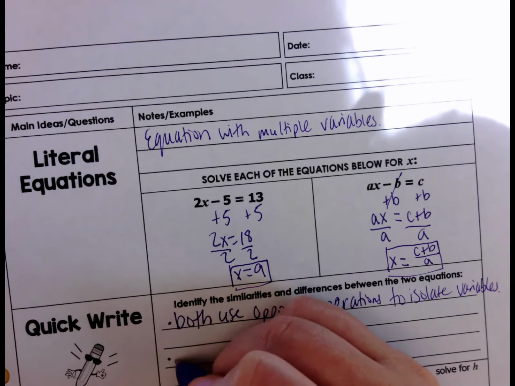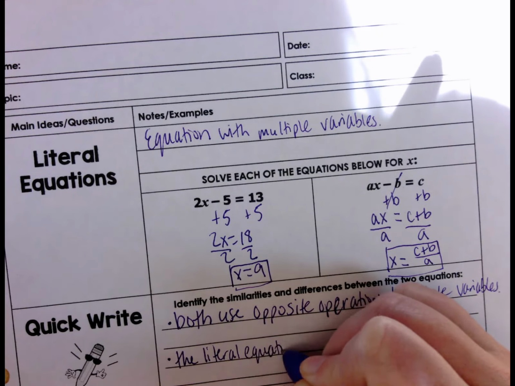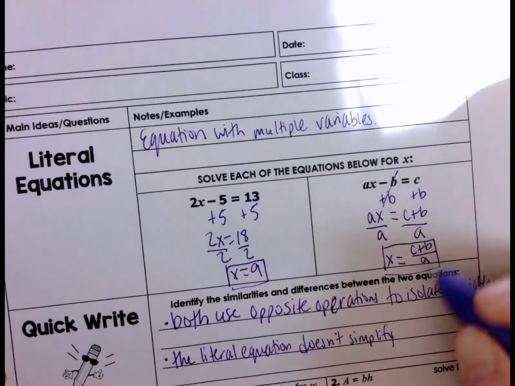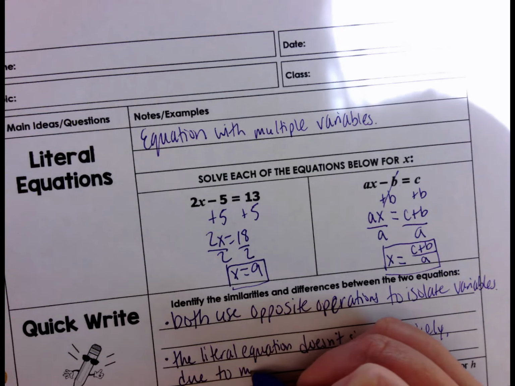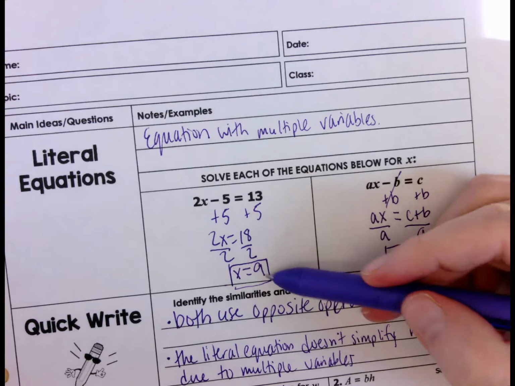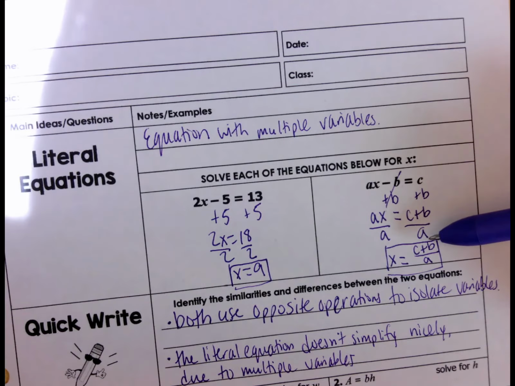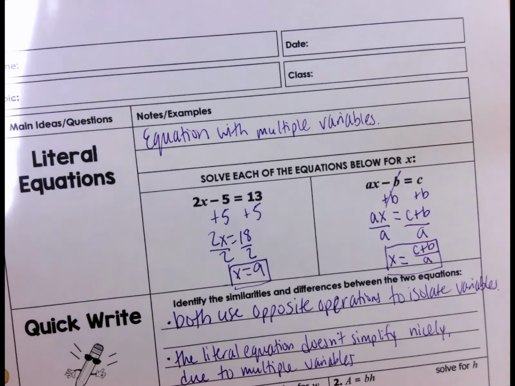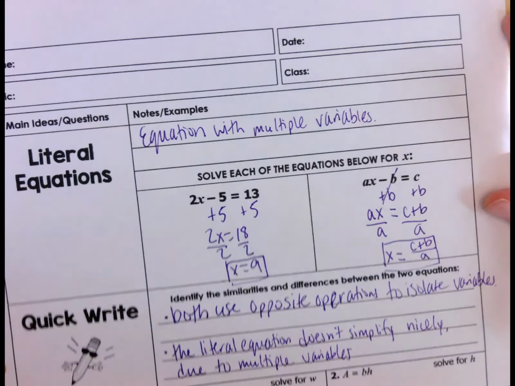The difference is that the literal equation, that's the one on the right, doesn't simplify nicely. And it's because there are multiple variables. Whereas this only has one variable and we can kind of condense everything into a variable and a number. Over here, we're going to have to keep those variables because we don't know what they are. And I can't simplify them. I can't add a c and a b together because I don't know what c is and I don't know what b is. Okay? And so they're just going to have kind of a messy looking answer sometimes.